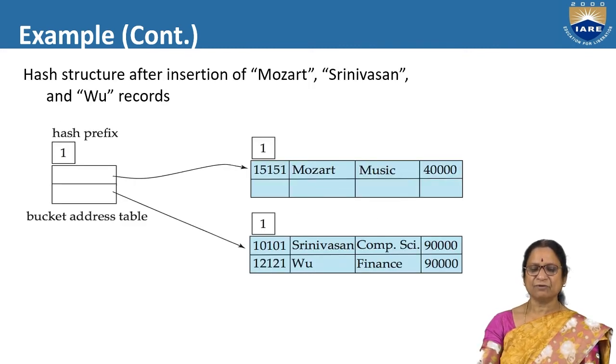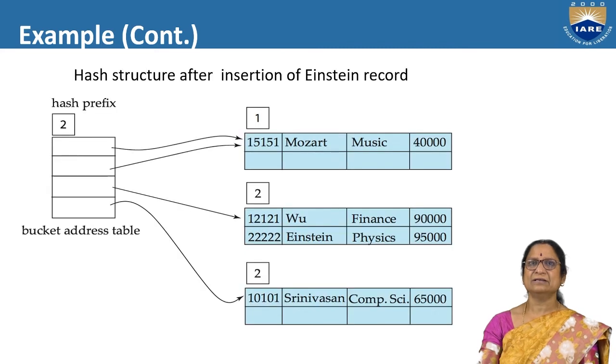The hash structure after insertion of two names, Mochran and Srinivas, and W, that is view, two records are going to be added. So the bucket address table is increased, as well as the hash indices are also increased. Similarly, 2 and 2 means 1, 2, 2 will be there.